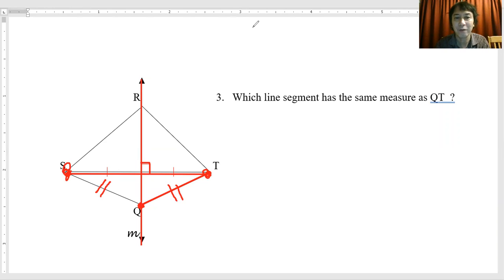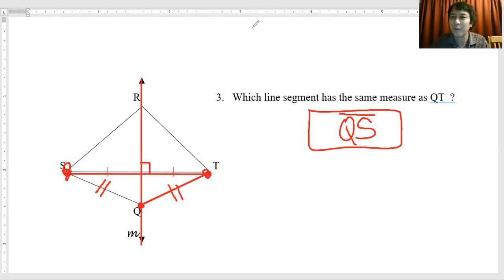Therefore, we have the answer. Which line segment has the same measure as QT? The answer is QS. There, this will be the answer. And we can mark it like that, because segments have this particular symbol there. Which line segment has the same measure as QT? Then it's the other segment, which is QS. That answers our number 3. Let's continue with the next.